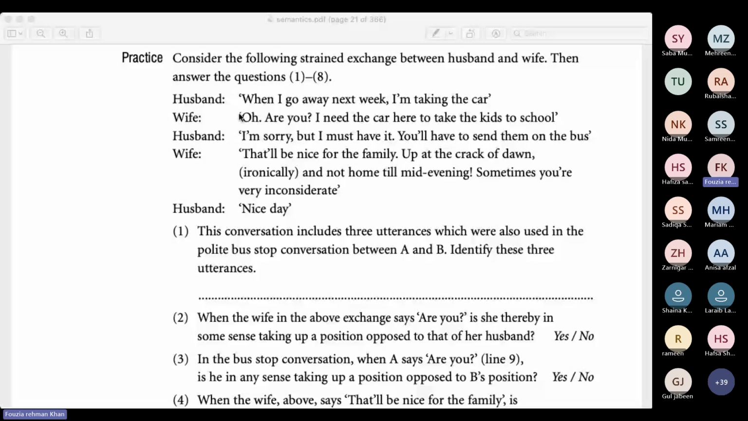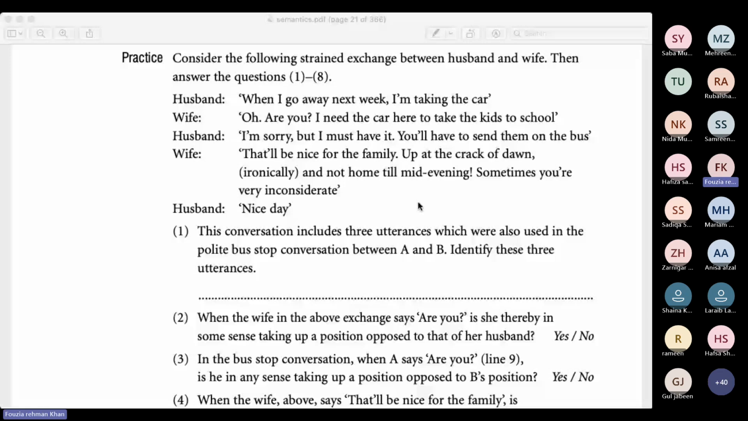Husband says, when I go away next week, I am taking the car. And the wife replies, oh, are you? I need the car here to take the kids to school. And the husband says, I'm sorry, but I must have it. You'll have to send them on the bus. Wife, that will be nice for the family. Up at the crack of dawn, ironically, and not home till mid evening. Sometimes you are very inconsiderate. And the husband says, nice day.